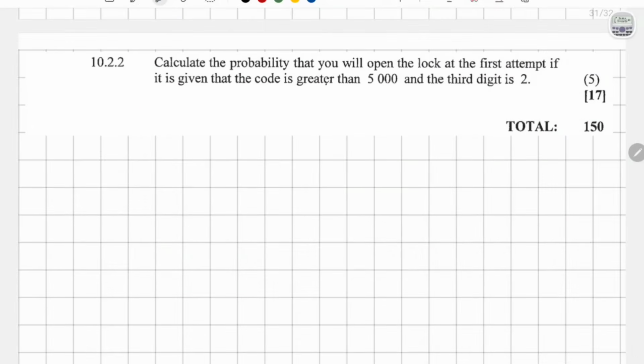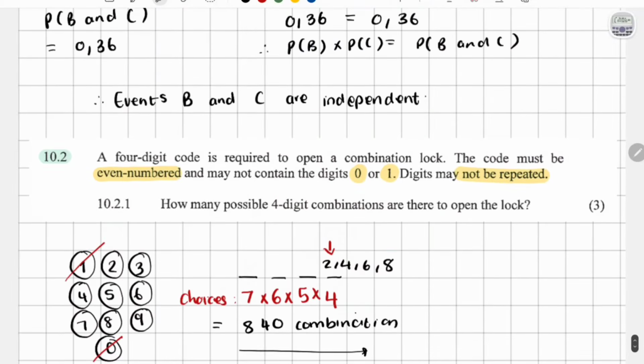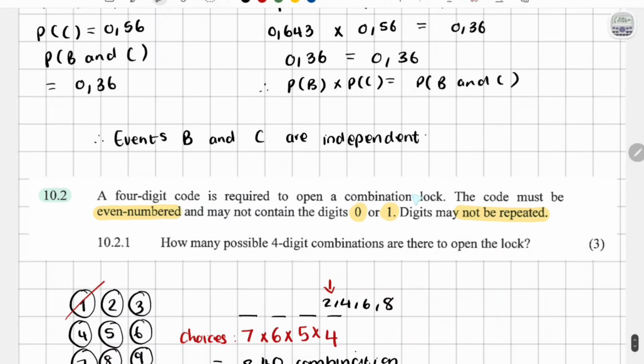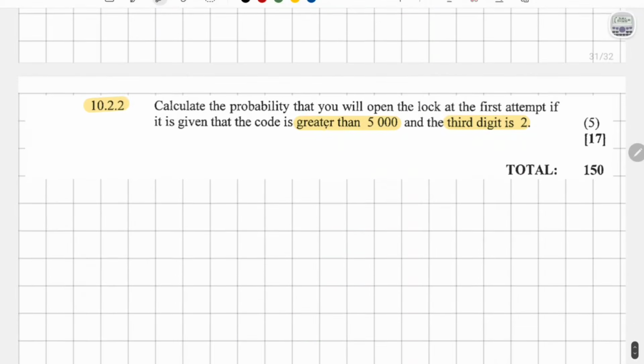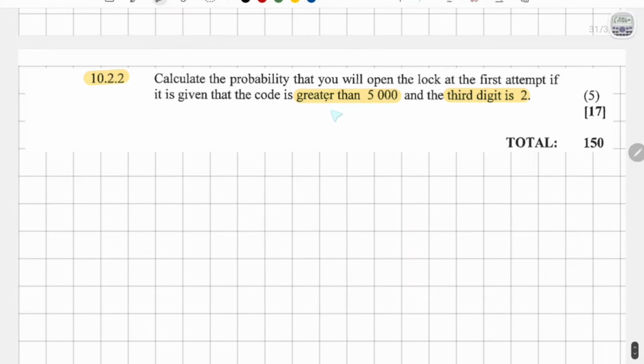And now we are on the last question. And the last question says, we have to calculate the probability that you will open the lock at the first attempt if it is given that the code is greater than 5,000 and the third digit is 2. Another restriction has been made here. So we're still using the above restriction, everything here, but then now the third number has to be 2 and the code itself needs to be greater than 5,000.